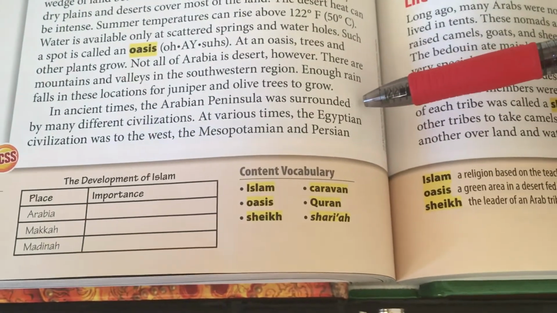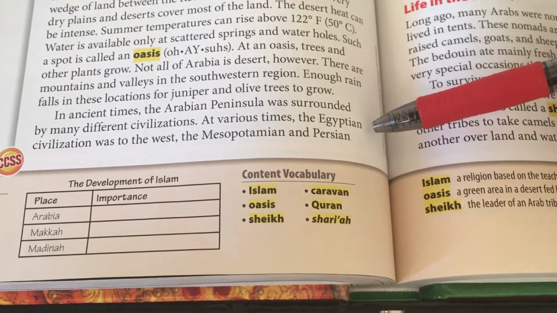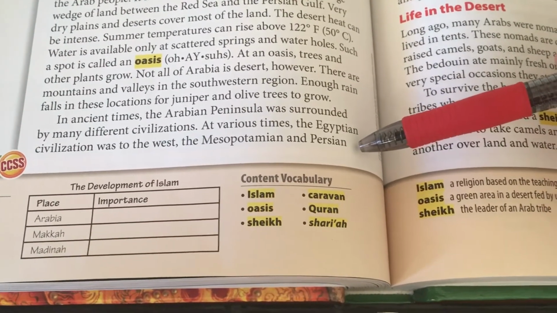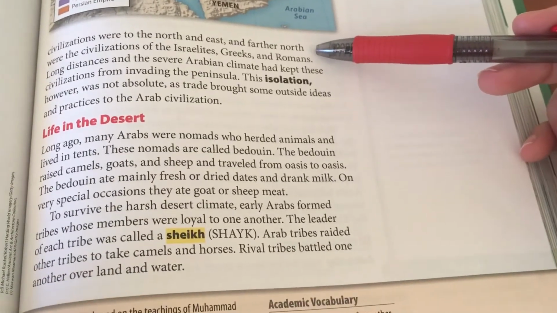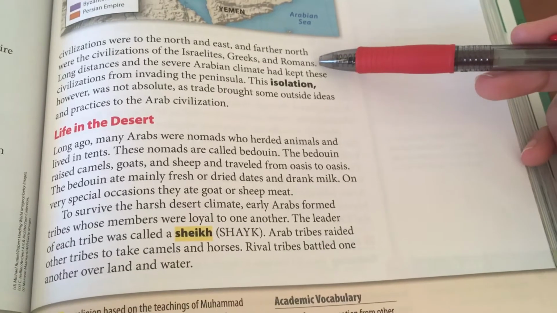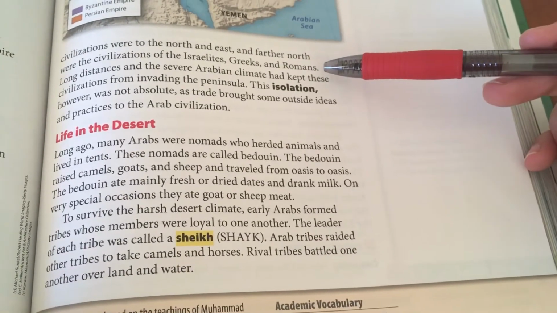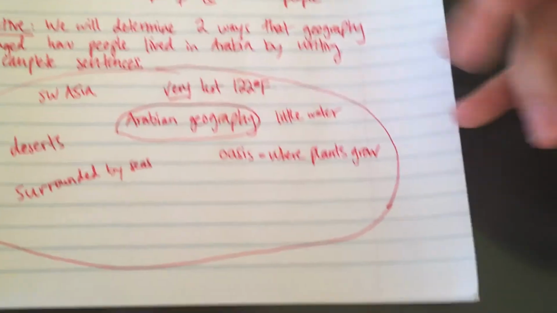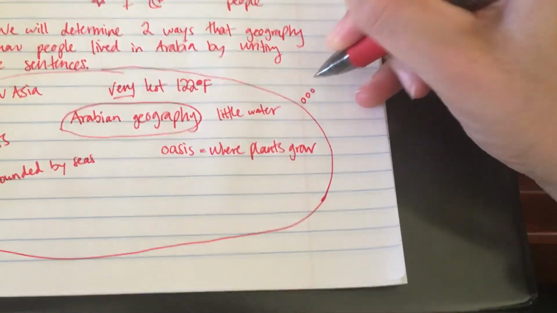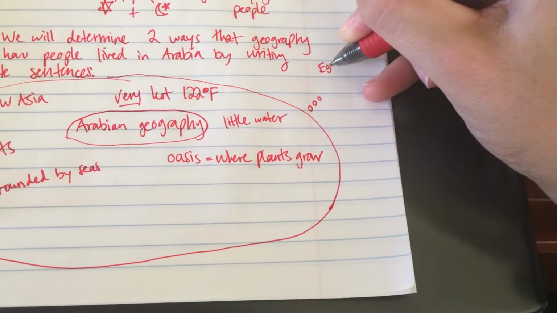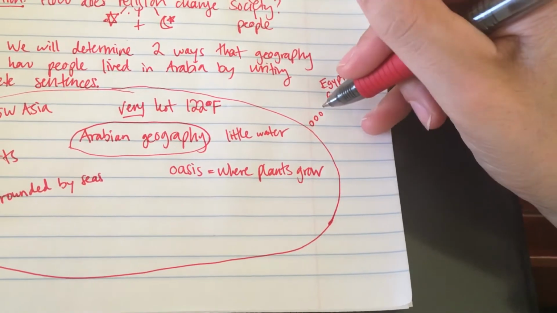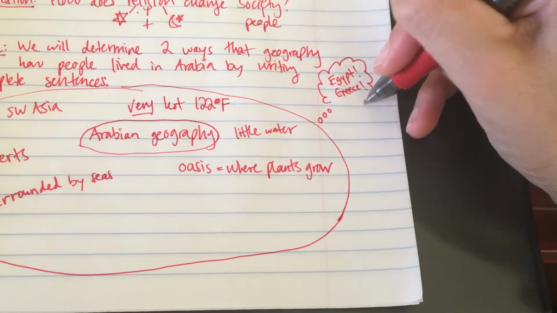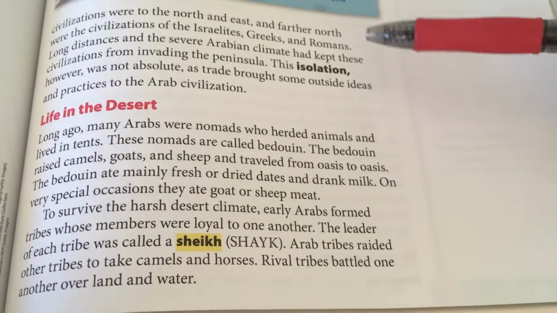In ancient times, the Arabian Peninsula was surrounded by many different civilizations. At various times, the Egyptian civilization was to the west, the Mesopotamian and Persian civilizations were to the north and east, and farther north were the civilizations of Israelites, Greeks, and Romans. This is a lot of the civilizations you guys read about in 6th grade. I'm going to go ahead and put a connection here. This is making me think about the things we learned about last year in 6th grade. So it'd be similar to how they lived. Okay.